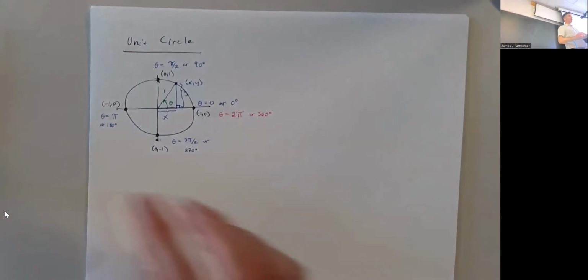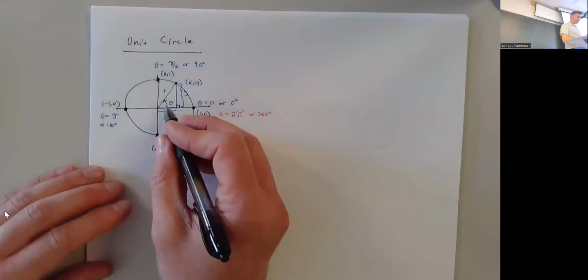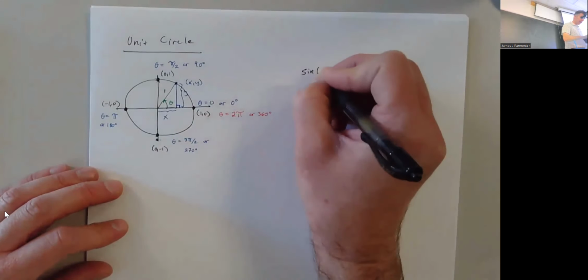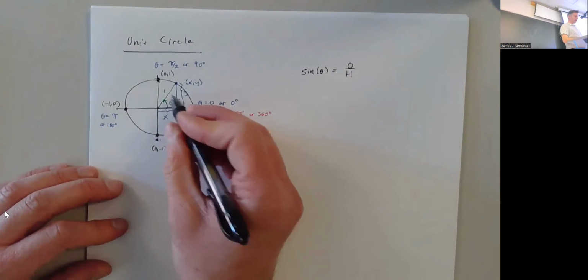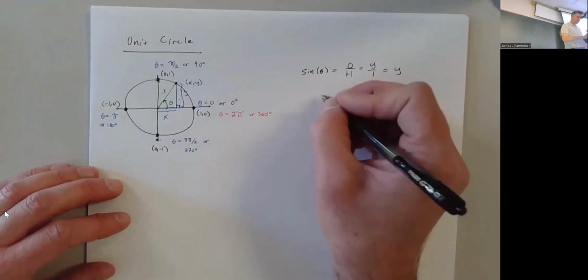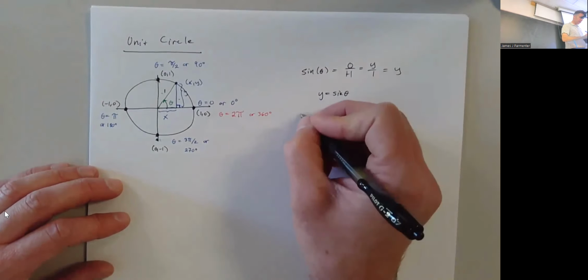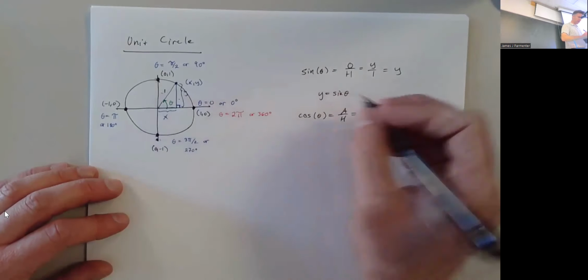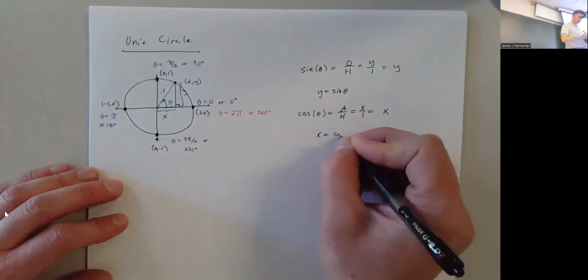So using right triangle trigonometry, everyone's favorite SOHCAHTOA, sine of theta is the opposite over the hypotenuse, which in this case is y divided by 1. But y divided by 1 is just y. So y is equal to sine of theta. And similarly, cosine of theta is equal to the adjacent over the hypotenuse, which in this case is x divided by 1, which is just x. So x is equal to cosine of theta.